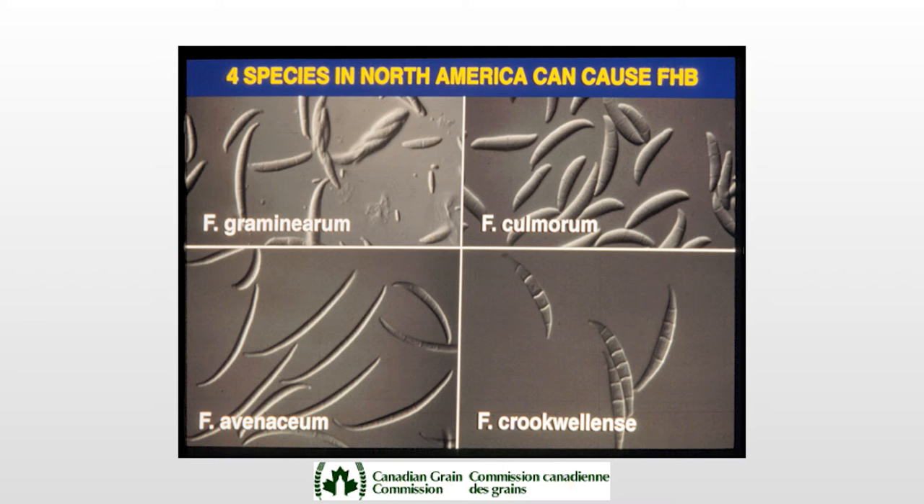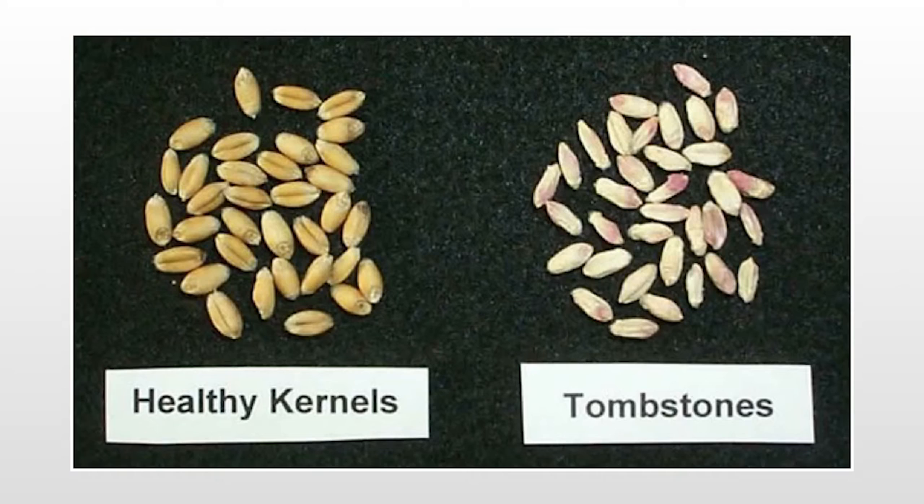The main mycotoxin that's produced by Fusarium graminearum is called deoxynivalenol, which is abbreviated D-O-N, or DON. This mycotoxin is also called vomitoxin. Here we see on the left some healthy, plump wheat kernels. On the right, we see wheat kernels that have been infected with the Fusarium fungus and as a result are shrunken, pale, and kind of have a chalky appearance. These are called Fusarium damaged kernels, or FDKs. They're also called tombstone kernels.